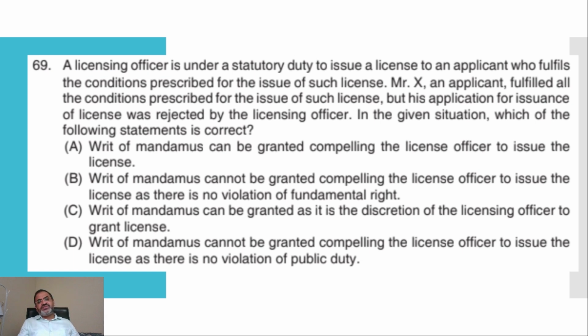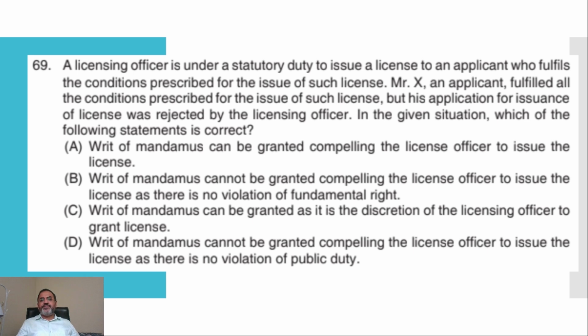A licensing officer is under a statutory duty to issue a license to an applicant who fulfills the conditions prescribed for the issue of such license. Mr. X, an applicant, fulfilled all the conditions prescribed for the issue of such license, but his application for issuance of license was rejected by the licensing officer. In the given situation, which of the following is correct?